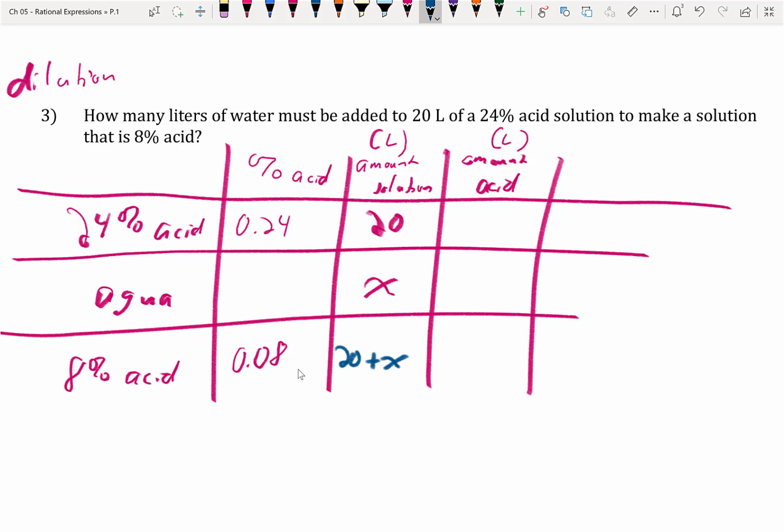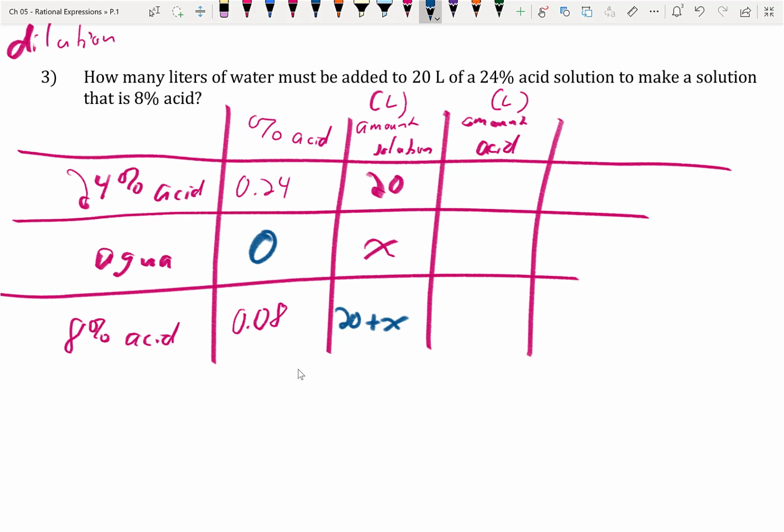Plus X, added, mixing. Okay. Finally, this is my favorite one. What percent acid is water? 0. We should know that. We hope that that's true, right? We hope. So now, let's multiply.